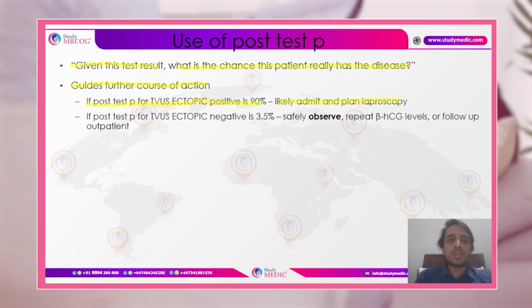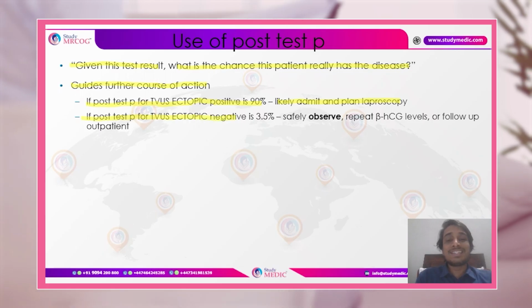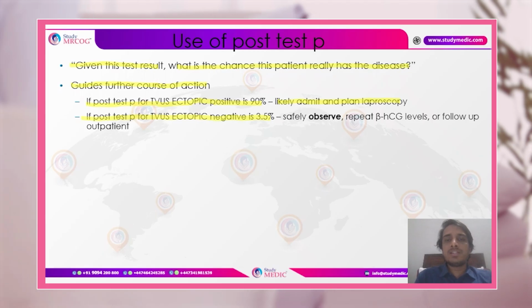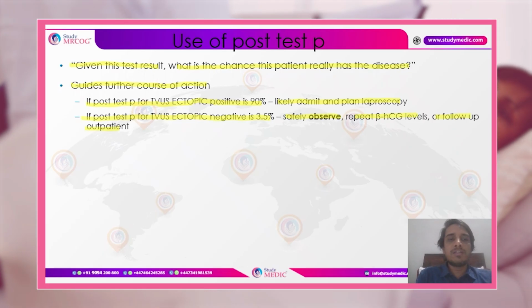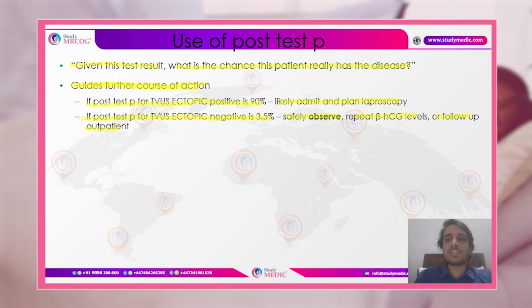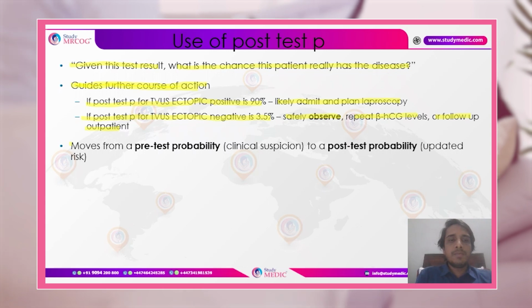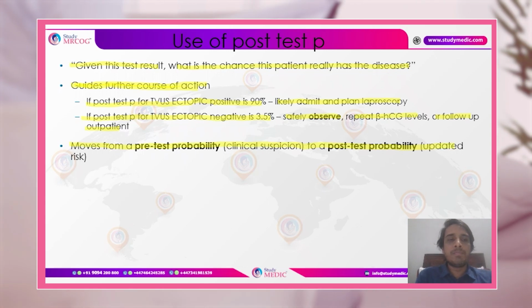Whereas if the posterior probability when the transvaginal ultrasound tests negative is 3.5%, which we found out now, then we can safely observe, repeat the beta HCG levels, or follow up the patient. So it guides the further course of action, finding out the posterior probability of a positive and negative test. It moves from pre-test probability, the clinical suspicion, to a posterior probability of updated risk.